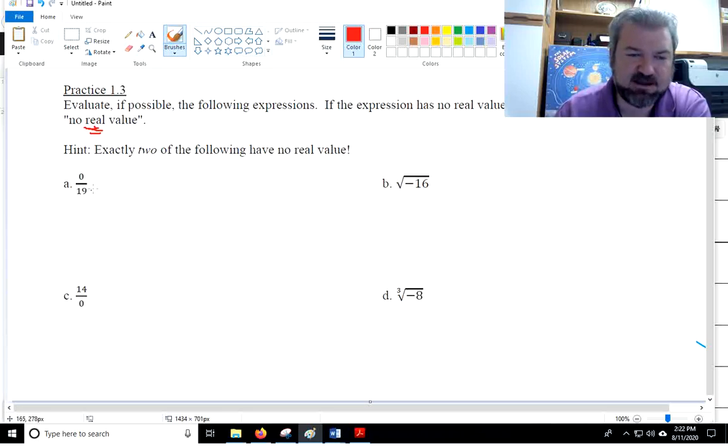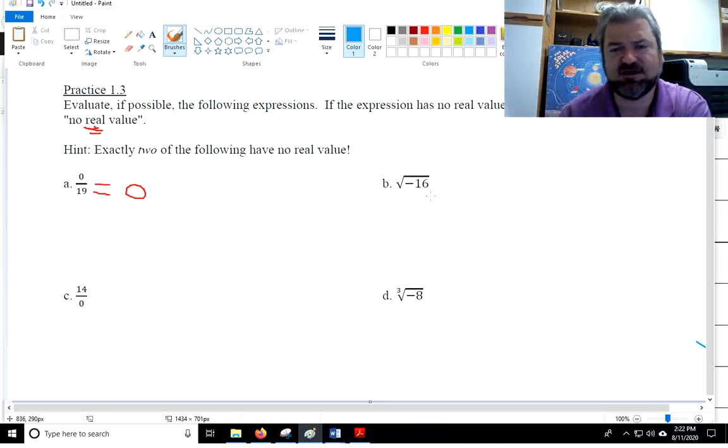0 divided by 19, that is 0. The square root of -16. Well, square root means that we have to think of a number. What number times itself gives us -16?